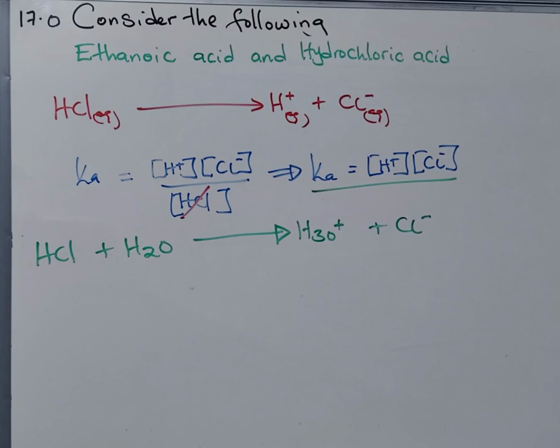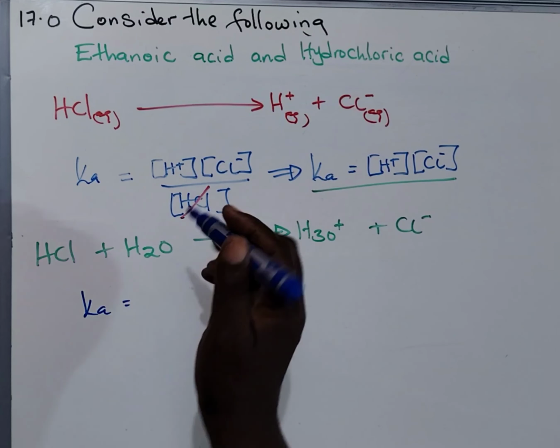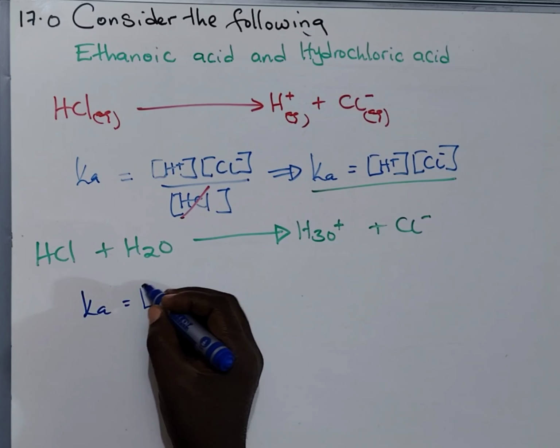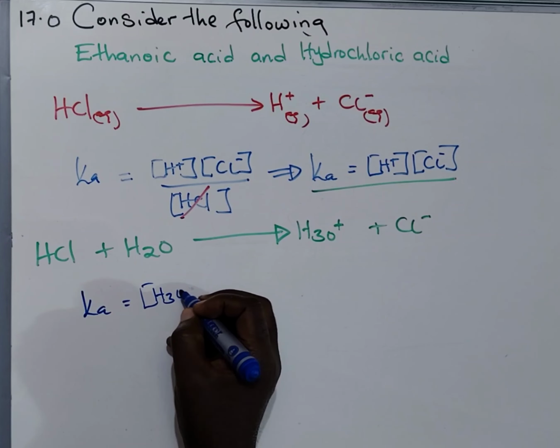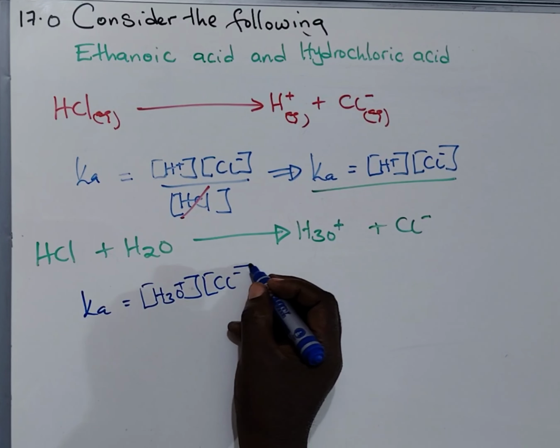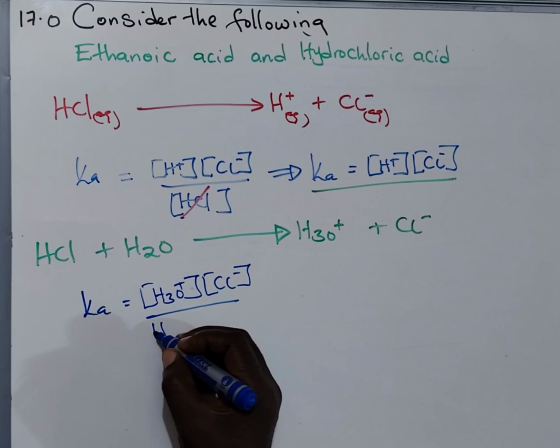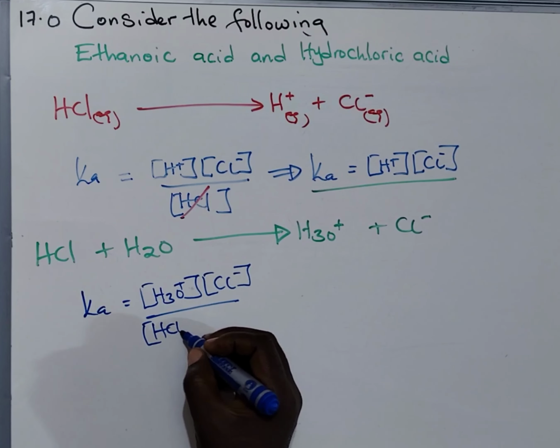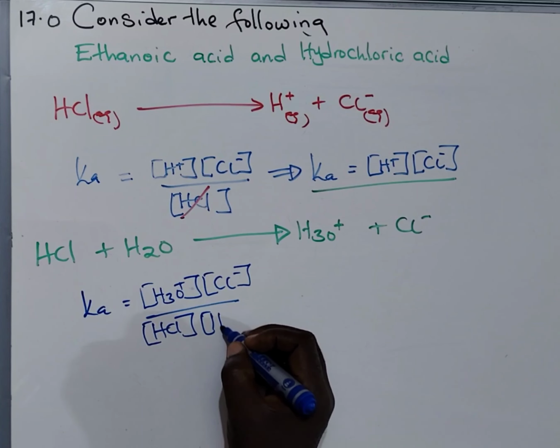Then we come to writing the Ka expression. How do we deal with this? Okay, this is what you have to know: that Ka is equal to the concentration of the products over the reactants. So we are going to have the concentration of our hydronium ions times chloride ions over HCl concentration times water.